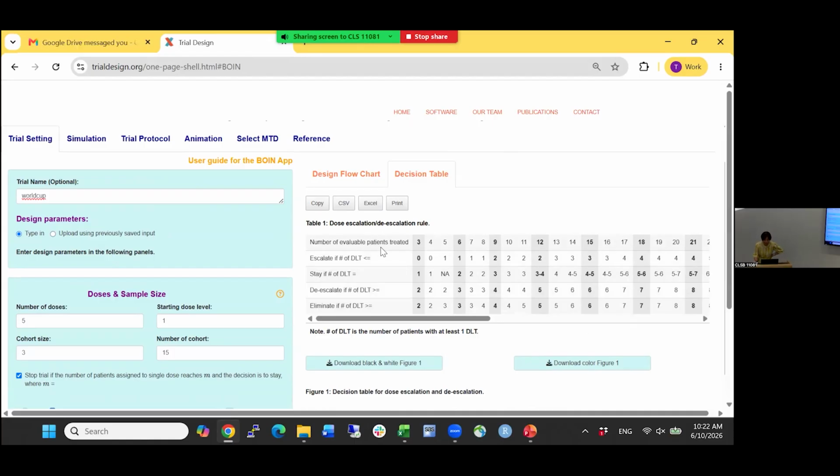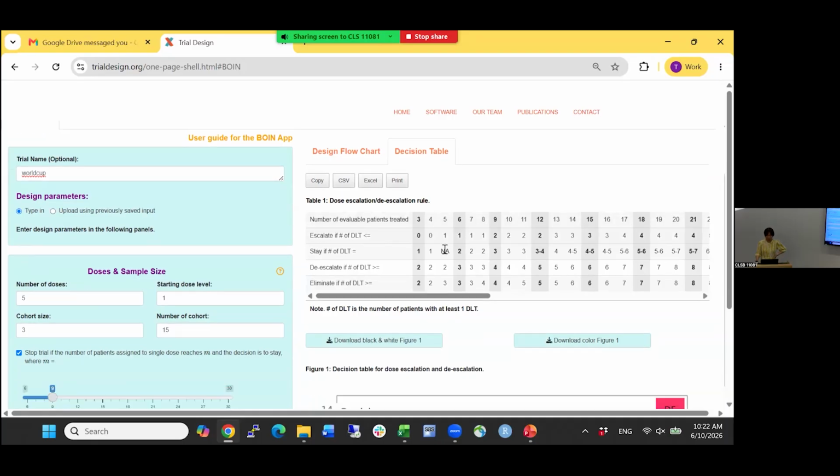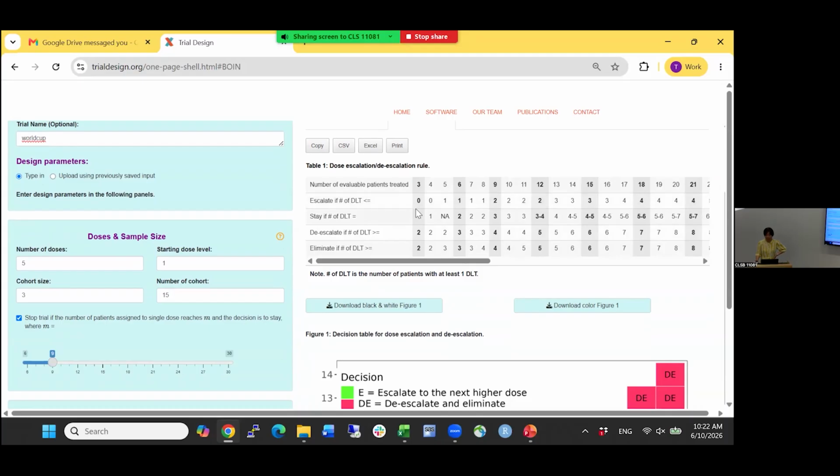So for how to interpret this table, the first row is the number of evaluable patients treated. That's the evaluable patients at each dose level you monitored and evaluated. So we can see the highlighted 3, 6, 9, 12. And the rest of these little numbers are the DLTs we observed. The header of the row says, if you observe a DLT count here among the number of treated patients, what's your decision? For example, if we take the first column, we treat 3 evaluable patients, we evaluate them, we observe 0 DLT, then the decision is escalate.